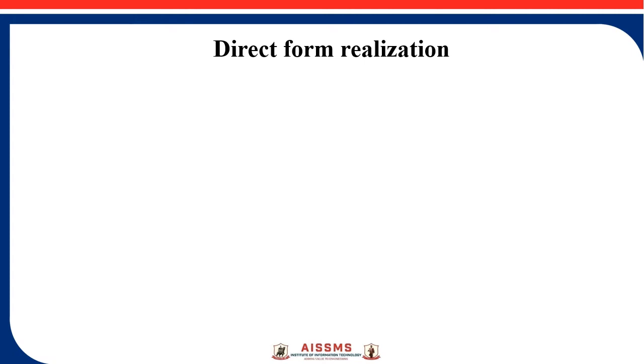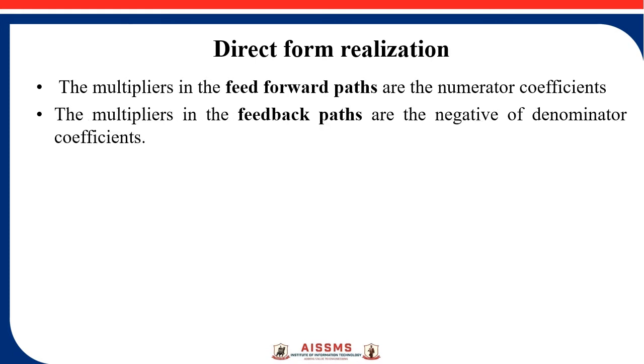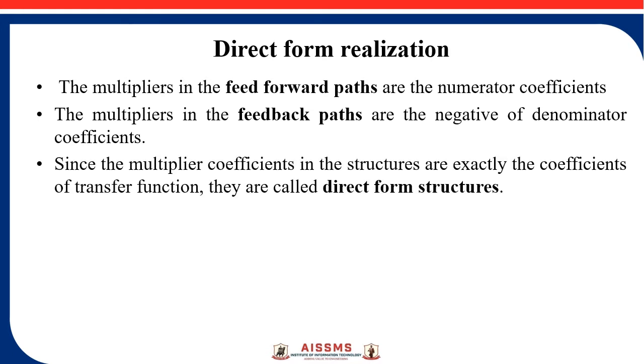Now there are different realization techniques of IIR system. The first technique is direct form realization. The multipliers in the feed-forward paths are the numerator coefficients in the system function, and the multipliers in the feedback paths are the negative of denominator coefficients of the system function. And since the multiplier coefficients in the structures are exactly the coefficients of the transfer function, they are called direct form structures.